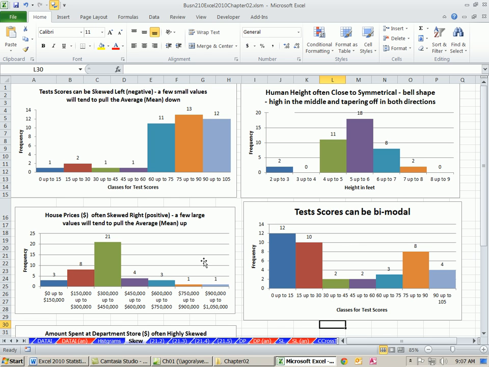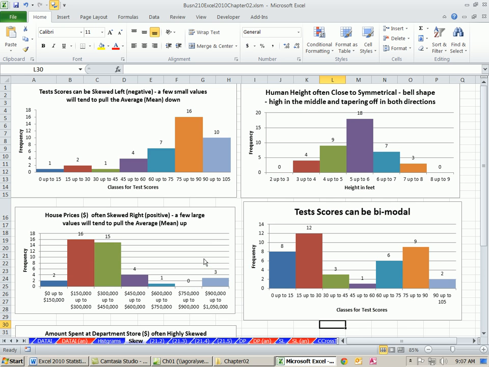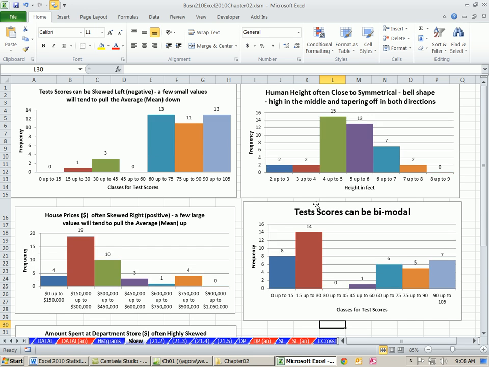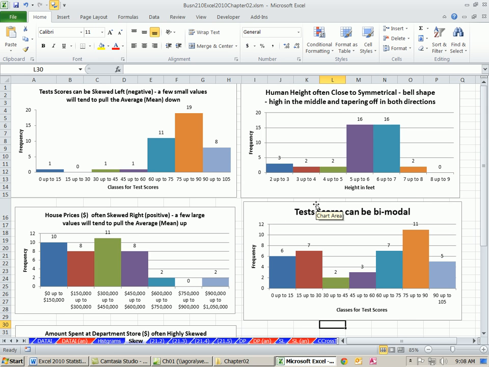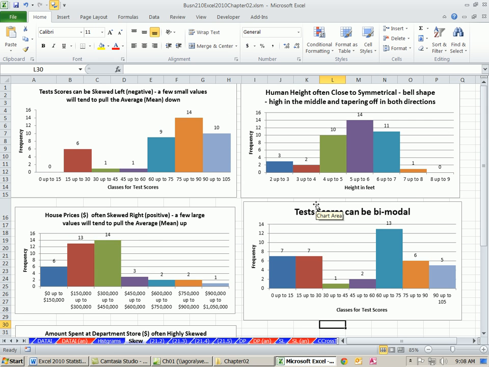Now, I have the data randomized. So if you hit the F9 key, we can get different samples here. Again, this is for tests, and we took a different sample, and still, it's skewed to the left, because there's a really small value. Here's house prices, skewed to the right, because there's a couple of really big values. Human height still kind of looks like a bell shape. And this test sample is still bimodal. So if I keep hitting F9, you can see we keep getting different distributions. But they all sort of have the same shape.